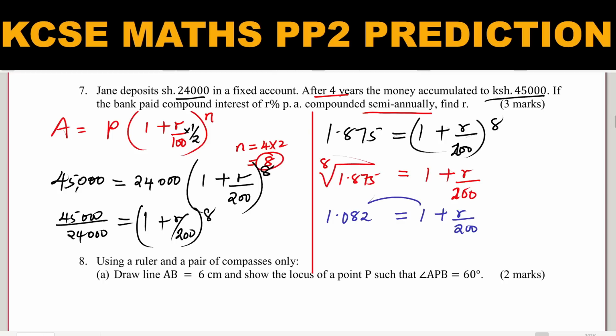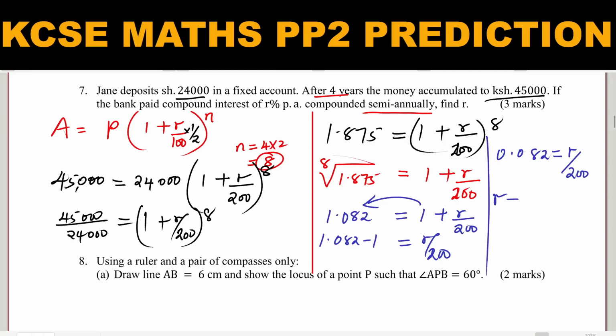So the other thing, you can take 1 to this side so that you have 1.082 subtract 1 is equal to r over 200. So this will give 0.082 is equal to r divided by 200.